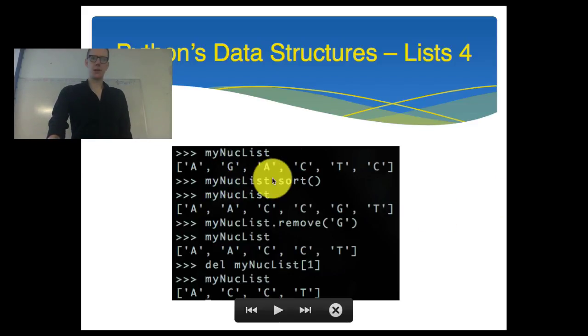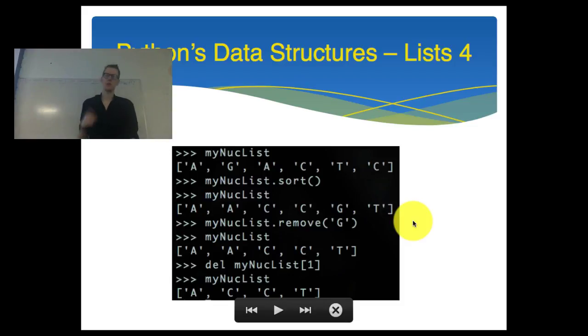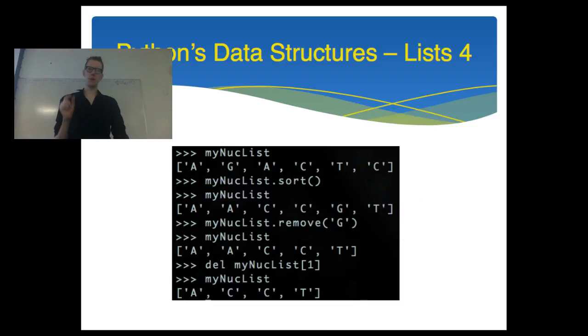But if we do my nuc list.sort, this takes no arguments, so we just have two empty brackets at the end. We find that it has now reordered our list into alphabetical order. We can use .remove to remove a specific element from the list. So rather than doing .index to find it and then deleting the specific element from the list, we can just do .remove, which will find the first occurrence of it and take it out of the list.